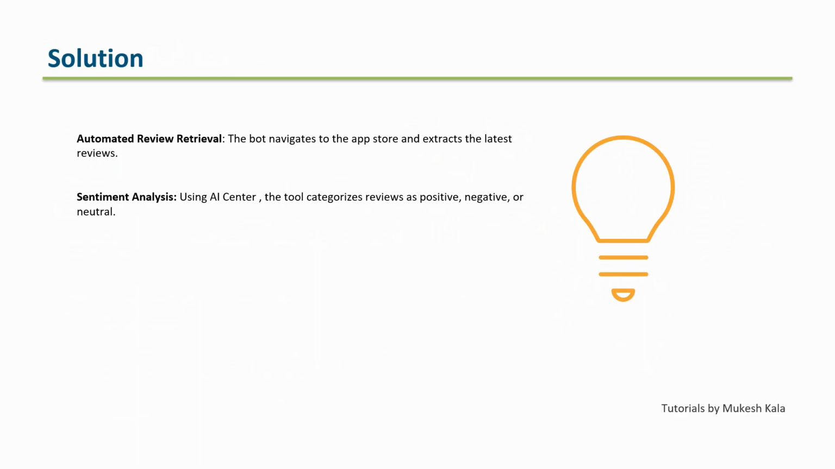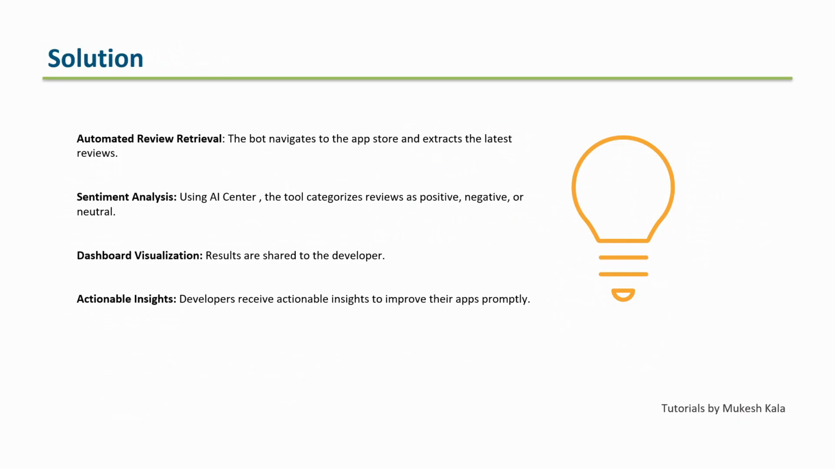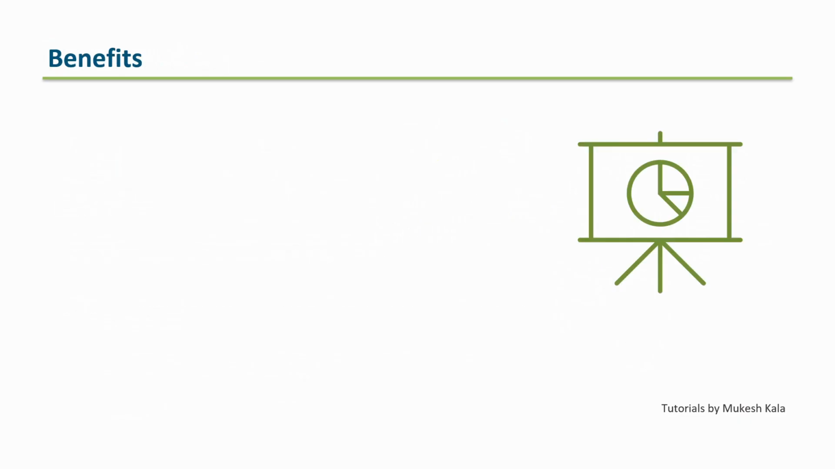Now, sentiment analysis. Using the AI Center, this tool categorizes the reviews as positive, negative and neutral. Then we can have a dashboard visualization. Once I have the data, we can share these results with the developer and they can easily visualize them in the form of a dashboard. And not only this, we can have actionable insights, which means that based on the numbers, based on the score, the developer can now not only get the insight but also get something called actionable insights, where they say, okay, this is the main problem area, this is the main pain point which the people are facing, so let's focus on this area. So this is the solution.